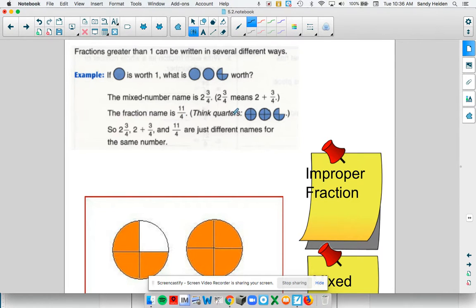So if we think of 4, 8, 9, 10, 11, we're thinking of the individual parts when we do improper fractions. So 2 3/4 is the same as 2 plus 3/4, which is the same as 11/4, are just different names for the same number. So what would this one be called as an improper fraction? We count each of the pieces. 1, 2, 3, 4. The denominator is going to be 4 on both of them because the denominator tells you how many can fit in each piece.